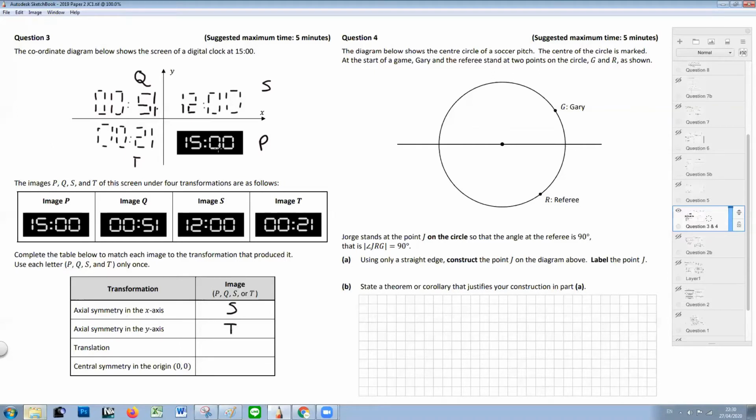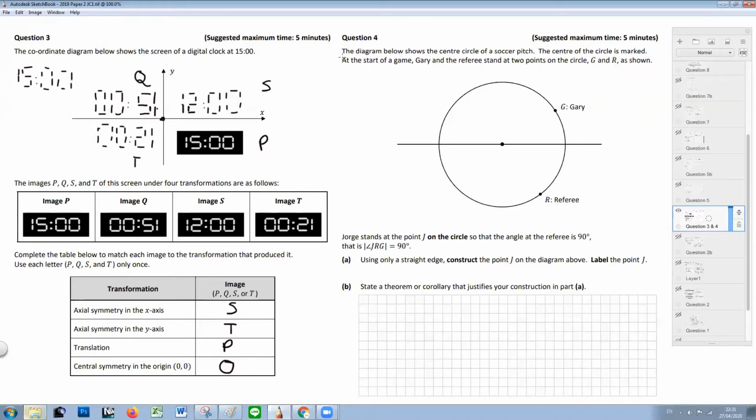Your translation is essentially the same thing. It's going to look the same as it was, just somewhere else. So if I translated it even up to here, it would still look like this. So I hope that's clear. So that one's going to be P. And then your final one, central symmetry in the origin 0, 0. So it was here, and you've picked that point and you flipped it around to get to here. So that one's going to be Q. Okay, hopefully that's pretty clear.